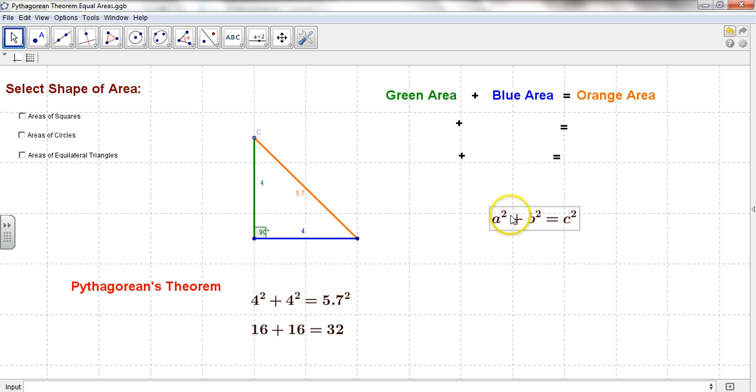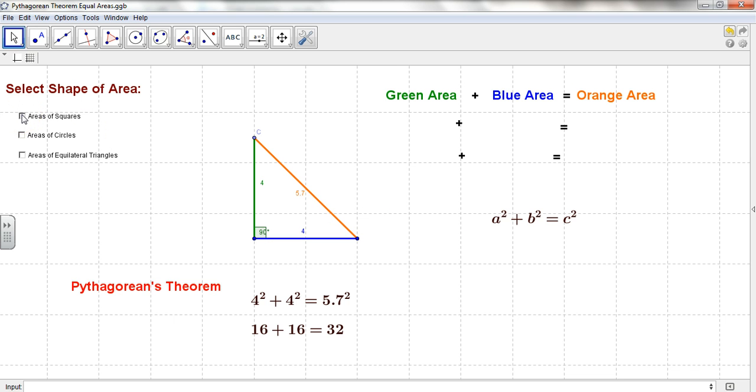Now remember the concept behind A squared. A, B, and C are sides of the triangle. A and B are the legs, the shorter sides. C is always the hypotenuse, which is always the largest side. It's across from our 90-degree angle.